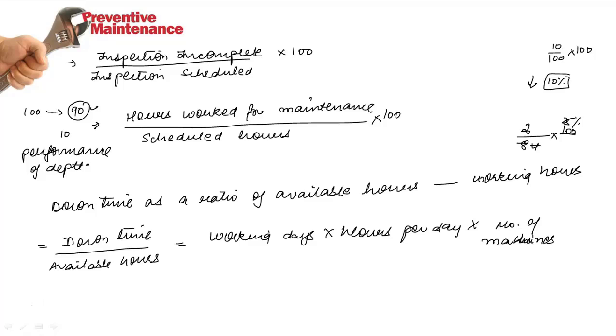Right? Got it? It got a little complicated, no problem. So first of all, you are going to find out the downtime, for how much time the machine was down. How much are the available hours? After that, how many are the working days? How many hours per day? And how many machines were there? Right?